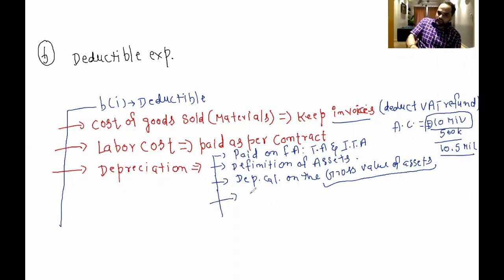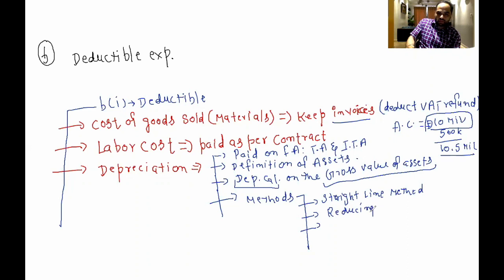Next one is the method. What are the methods we have to calculate depreciation? Same as if you study accounting, the same methods we have here. Three methods we have to estimate the depreciation. The first one is the straight line method. The second one is the reducing balance method. The third one is the output-based or production-based method. The right name is the production output method.